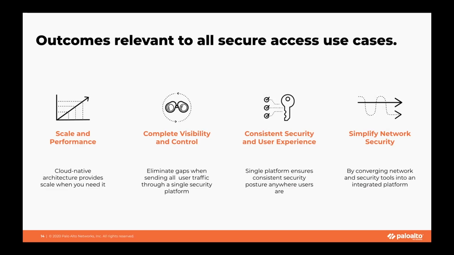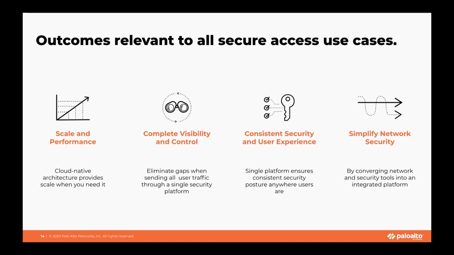But from the Prisma Access perspective, the scale and performance, look, cloud native architecture, it scales as you need it, and it descales when you don't. Complete visibility and control. If you have a single platform that's taking all user traffic in and then letting the security cloud route it to where they need to go, data center, cloud, SaaS, or web, you don't lose visibility. You've got that entire visibility span of control. And then consistent security and user experience.